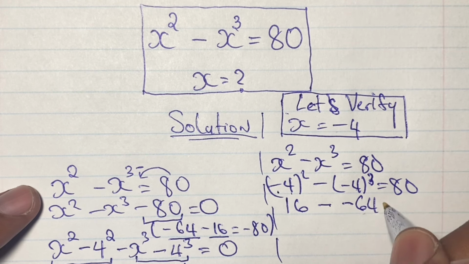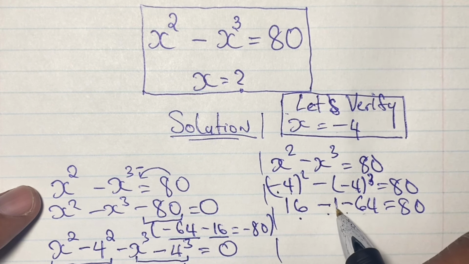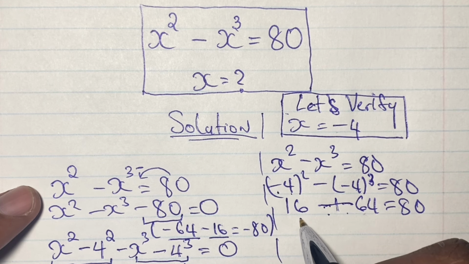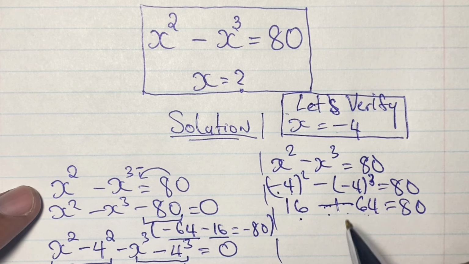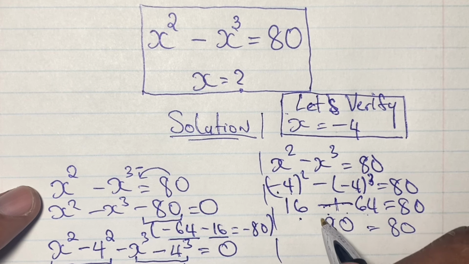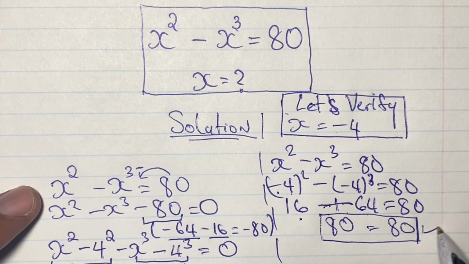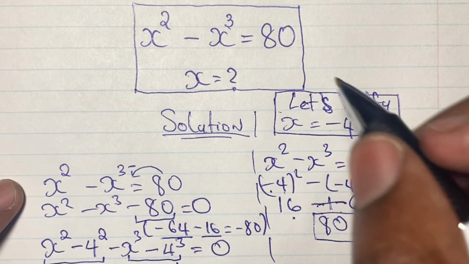We know that negative 4 cubed gives us negative 64, and we have all of this equal to 80. 16 minus negative 64, we know that a negative and a negative is going to give us a positive. So we would then have 16 plus 64, which also equals 80. And there we have it. Our solution of x is verified. x is equal to negative 4.